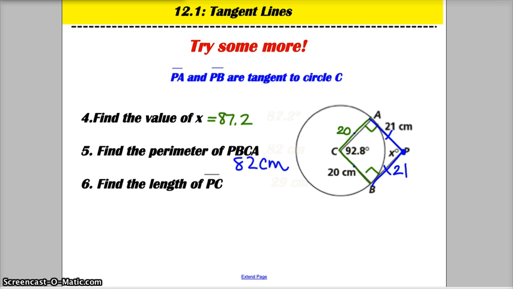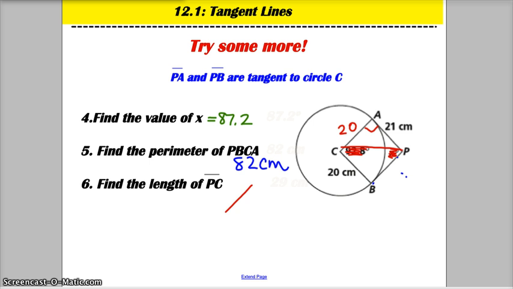Lastly, to find the length of P to C. P to C is here. And we know that there's a 90-degree angle. In the previous problem, I had labeled 20 degrees. No need to mess with any of these angles. They are not an issue in this problem.